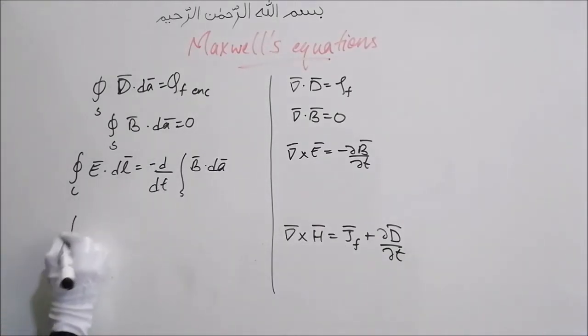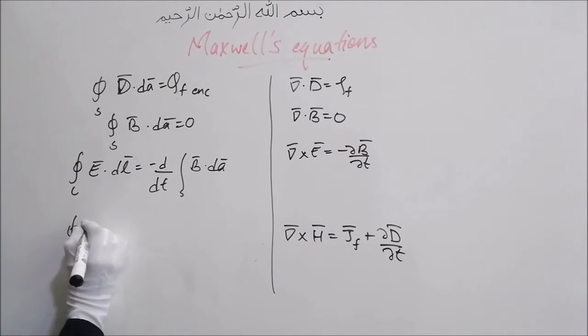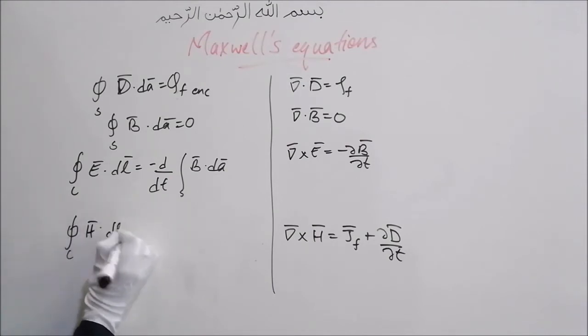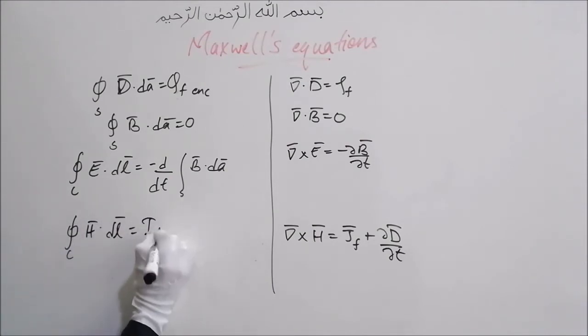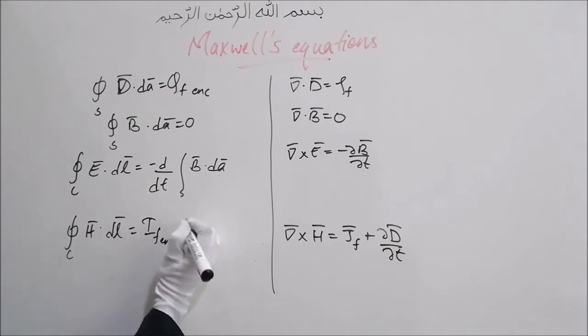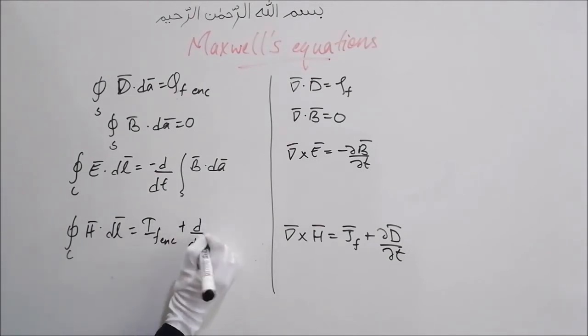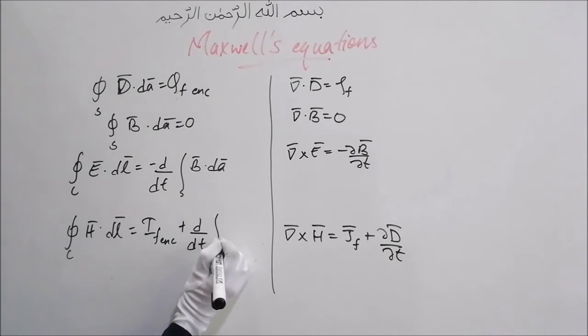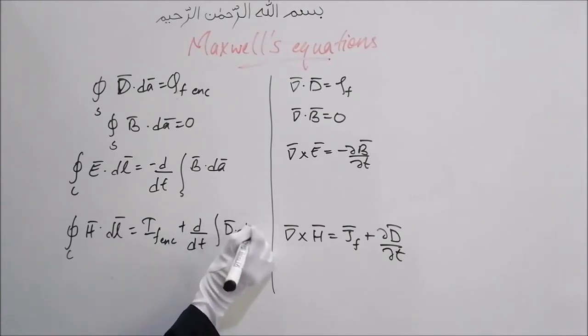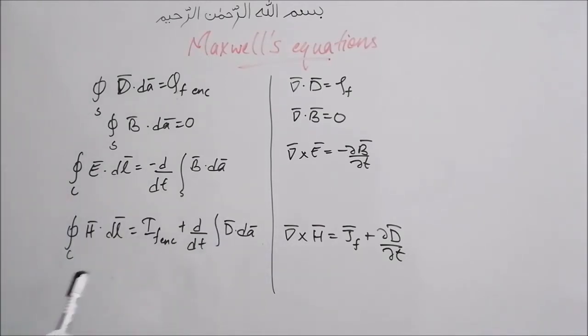Closed integration over curve C of H bar dot dL bar is equal to I free enclosed plus d by dt of integration over surface S of D bar dot dA bar. This is the integral form of Maxwell's equations. Now we will look into the electromagnetic wave propagation through vacuum or free space or air.